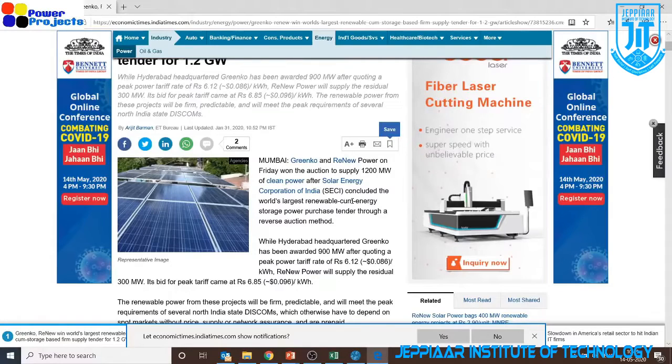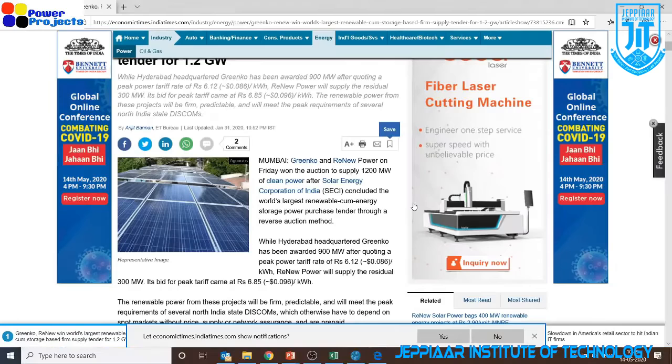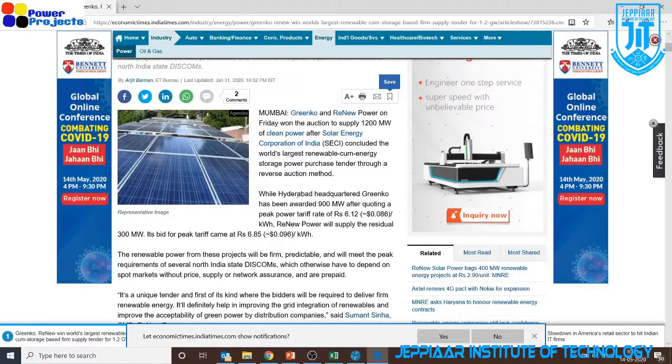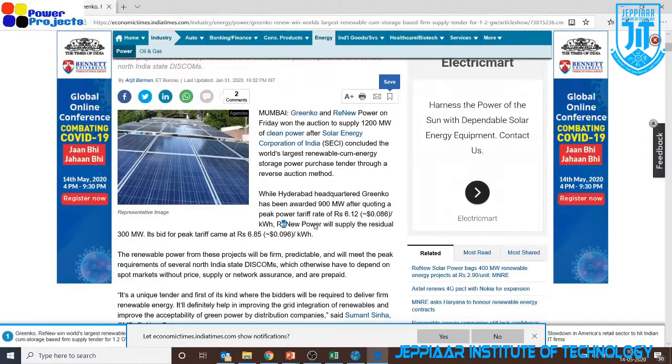That means energy storage is mandatory, but the tender gave the bidders an option to choose the energy storage system from this list: mechanical, thermal, electrochemical, electrical, or chemical. Out of the 1200 megawatt, Hyderabad-headquartered Greenko has bagged about 900 megawatt at a price of 6 rupees 12 paise per unit, and Renew Power has bagged the project of 300 megawatt, and that peak tariff is about 6 rupees 85 paise. Please remember, this is the firm power which they need to supply.